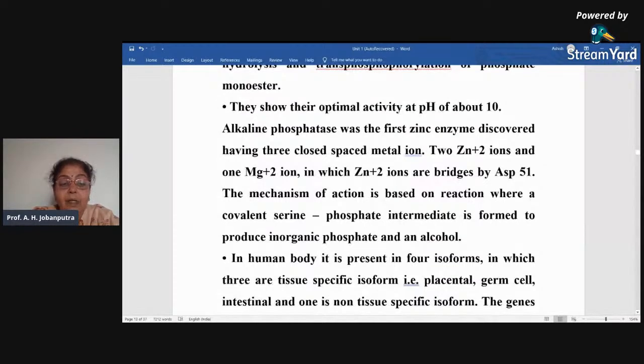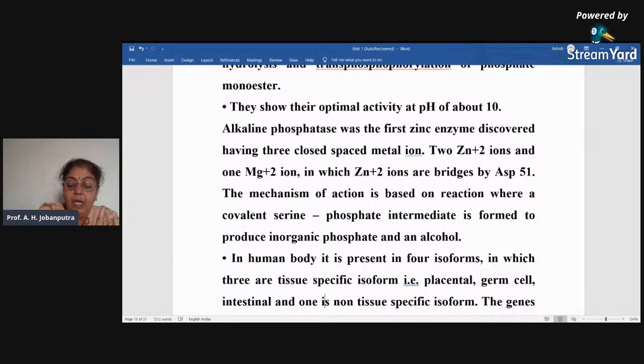हा जो मेन रिमूव्हल ऑफ फॉस्फेट ग्रुप आहे तर तो कुठे एक्झॅक्टली होत असतो? So at the covalent serine phosphate intermediate is first formed. Serine will be the amino acid which will be present in alkaline phosphatase. आणि तिथे तो phosphate intermediate attach होतो. A temporary serine phosphate intermediate will be formed and it will liberate the phosphate and alcohol.